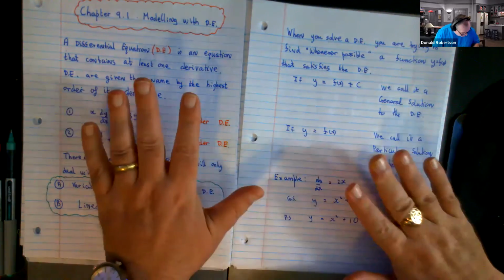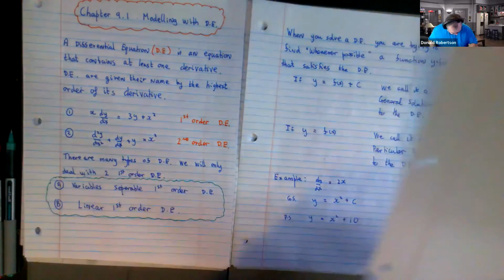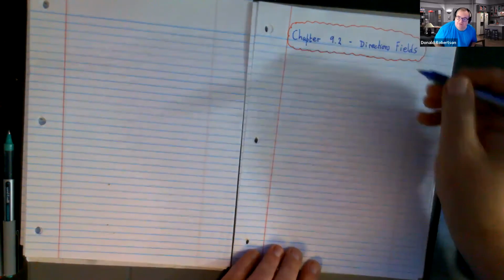So that's modeling with differential equations. Now we're going to look even quicker, and then I'll nip over to Canvas. The second section that we're basically just going to do a quick summary of is direction fields.